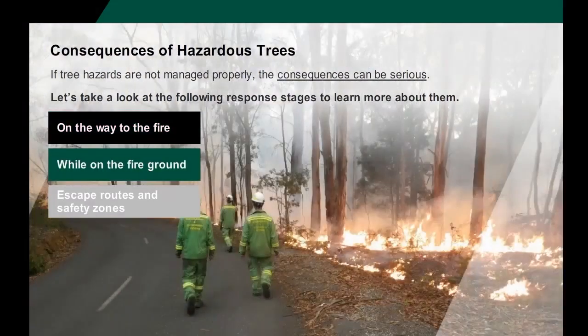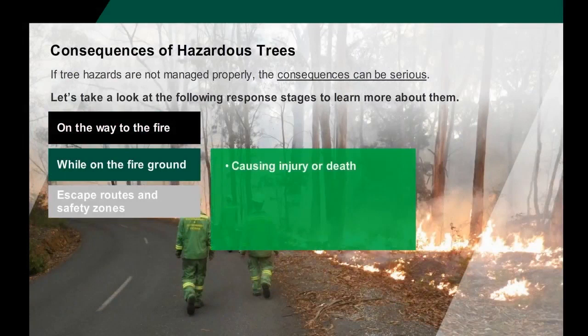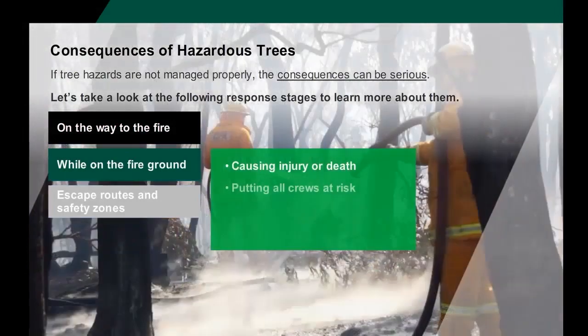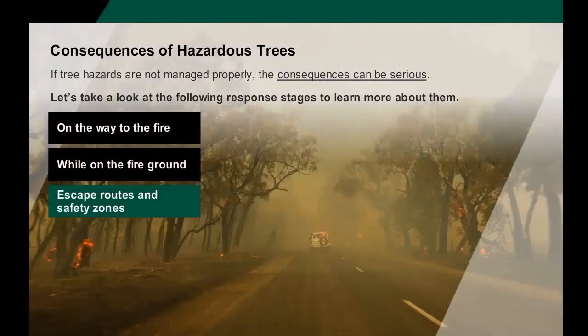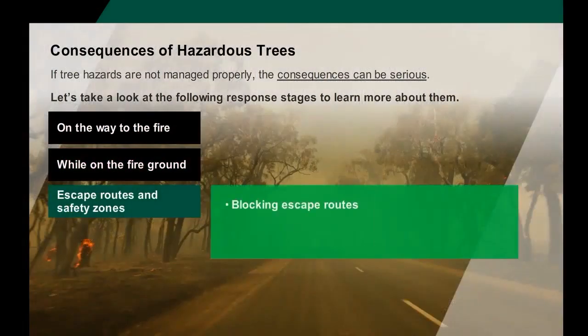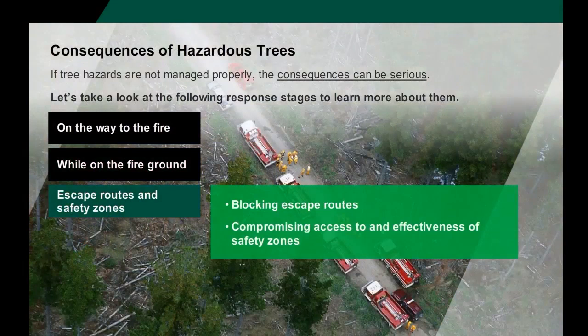On the fireground, falling trees and branches can fall on you, causing injury or death, or even fall after the fire has passed, putting all crews at risk. They can also damage equipment or cut you off from vital equipment. Falling trees and branches can block your escape routes or compromise safety zones, putting entire crews at risk.